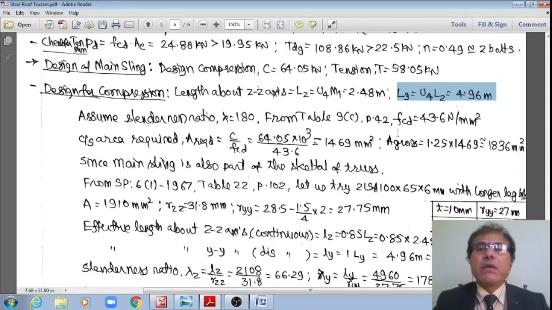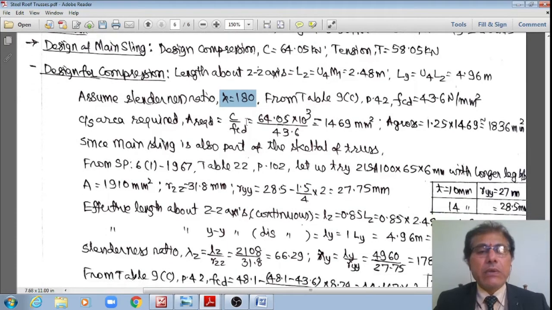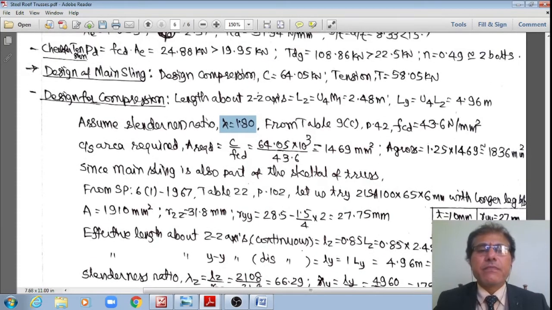Therefore, this length is almost 5 meter, which is a large length. Therefore, I'll assume lambda is equal to 180 in the first trial. If at all it fails, then I can reduce that slenderness ratio. Obviously, we can see that almost it will fail, right? But because the slenderness ratio is high and the length is more, I advise that you don't assume lambda is equal to 180. However, I do have the experience, therefore I am slowly proceeding with this.